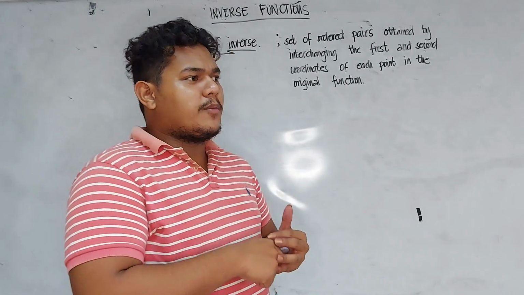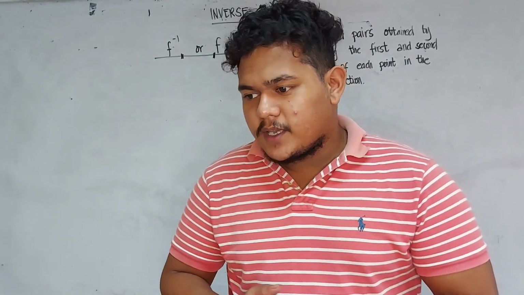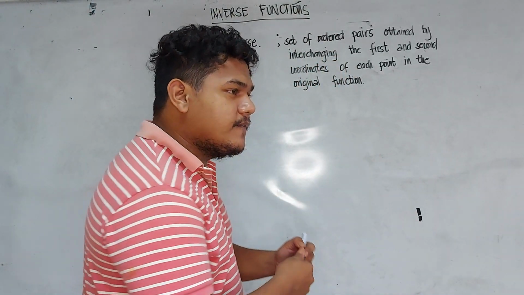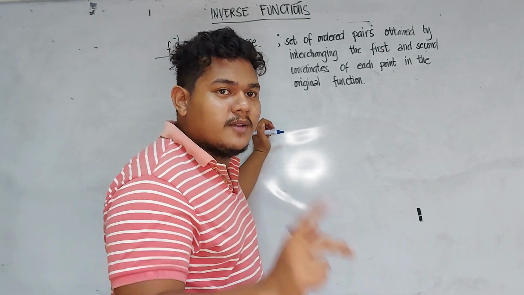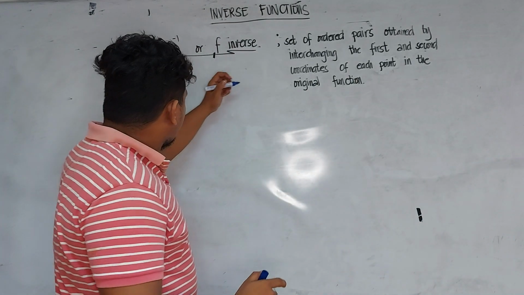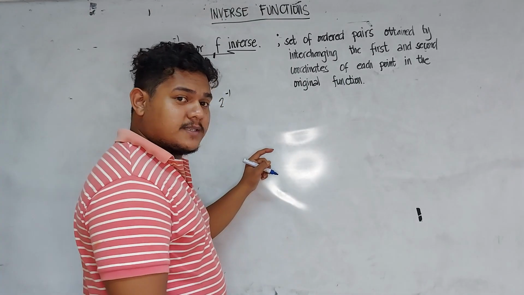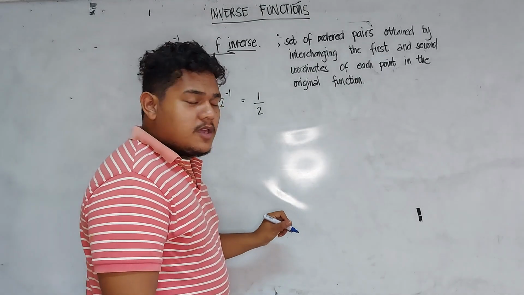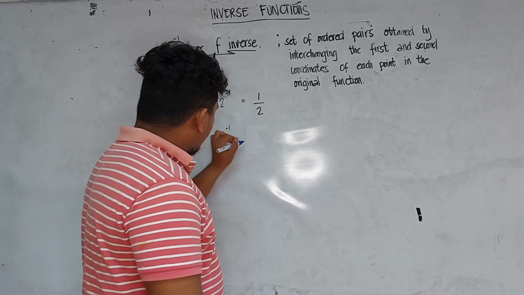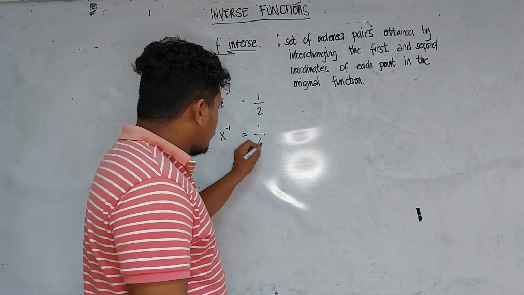Inverse functions. From the term inverse, what do you mean by inverse? Usually when we talk about inverse in your junior high school days, you would say that an inverse of a given number is the reciprocal of that number. Usually when you have 2 to the power of negative 1, or 2 inverse, that is more likely to become 1 over 2, right? So if you have x to the power of negative 1, or x inverse, you would usually have that as 1 over x.